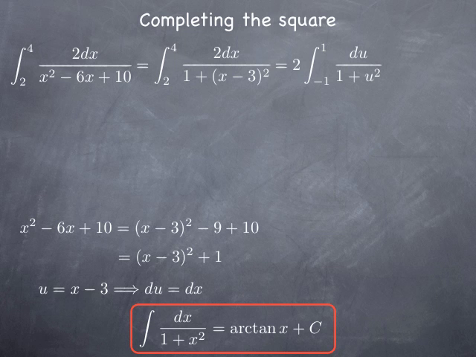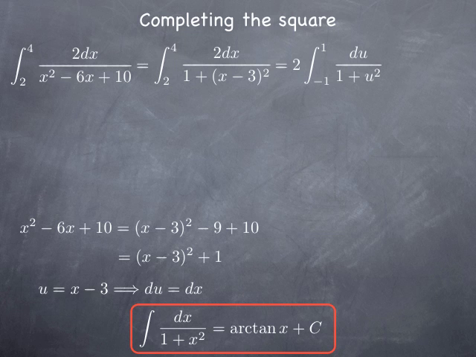And we have to change the bounds of integration because we're using a substitution for a definite integral. So when x is 2, u is 2 minus 3, in other words, negative 1. And when x is 4, u is 4 minus 3, so 1.